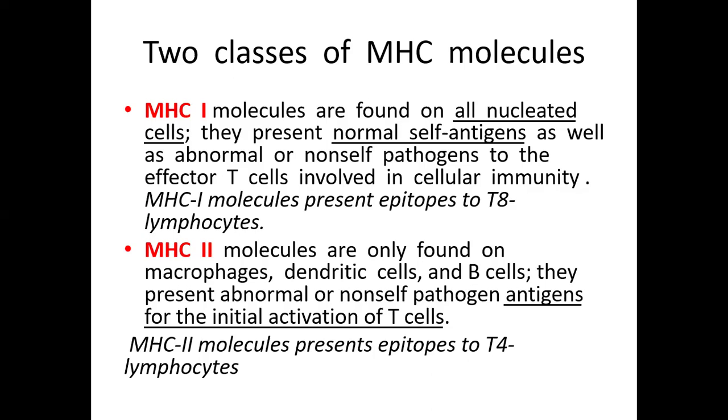MHC second molecules are different from MHC1 because they are present on the surface of all antigen presenting cells. By this molecule, the antigen presenting cell will show a new antigen to the T helper. So MHC second molecules present epitopes to T4 lymphocytes, T helper.